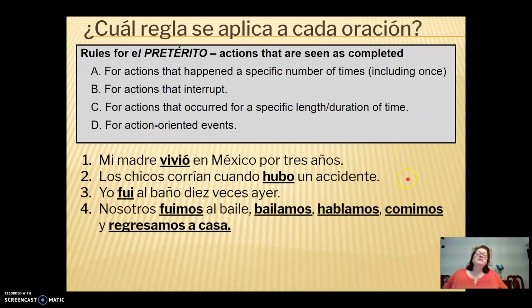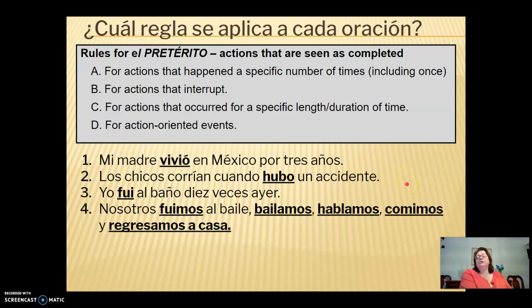Mi madre vivió en México por 3 años. So, por 3 años, for 3 years, my mother lived in Mexico. So which one of these do you think would be the right reason? Well, you know that por 3 años is a time frame. So I've got 2 here that have time. Is it for a specific length or is it a specific number of times? So because it says for 3 years, we are talking about a duration of time or a length of time. So that is going to be rule C for number 1.